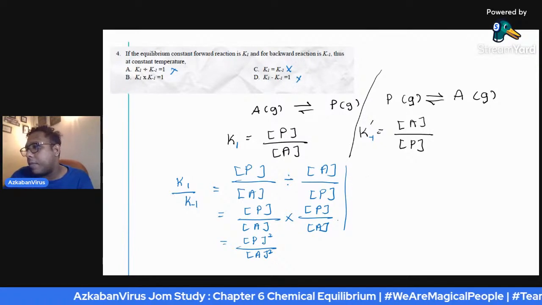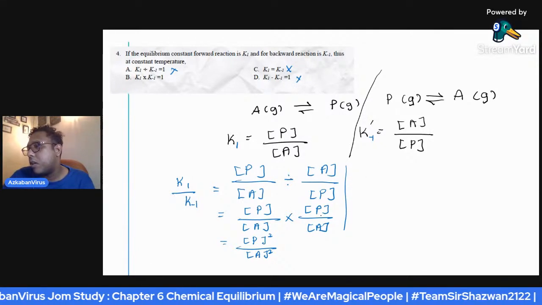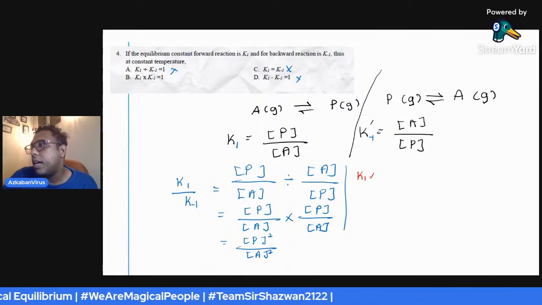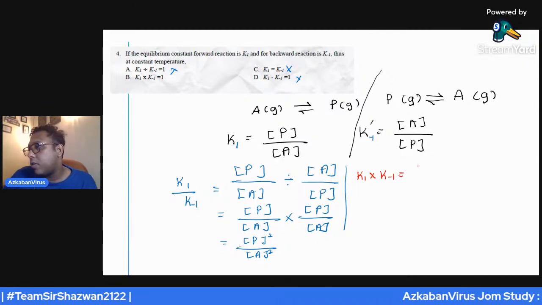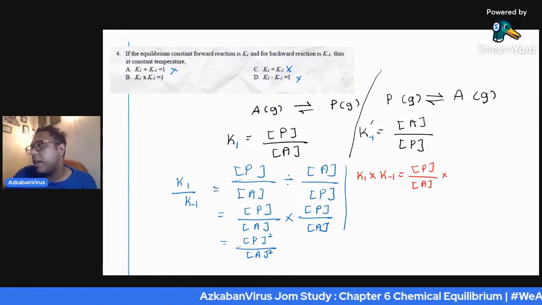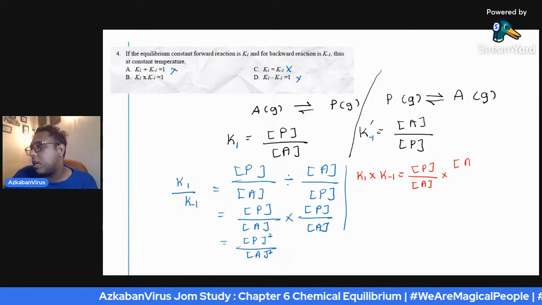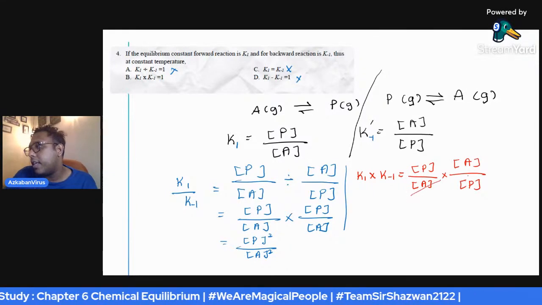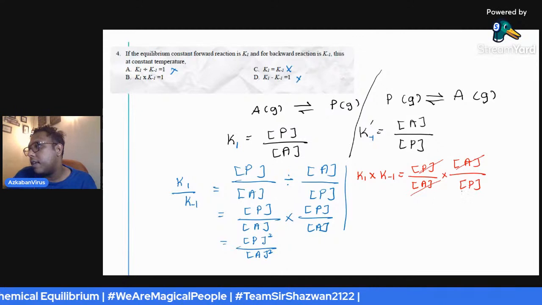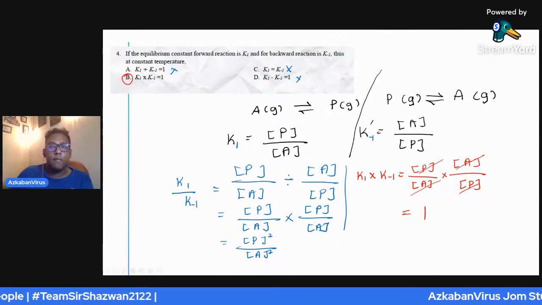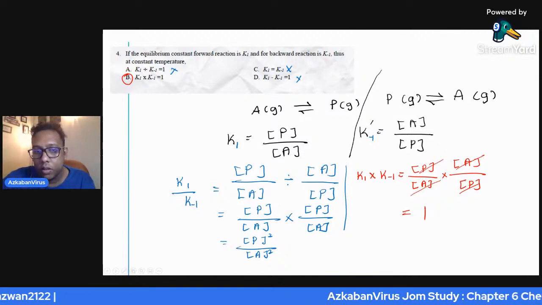So tengok. Darab pula. K1 darab K negatif 1 is equal to K1 adalah P over A darab dengan A over P. So dia akan cancel out. Ni cancel out. Ni sama dengan 1. So jawapan dia adalah B. Berikut.